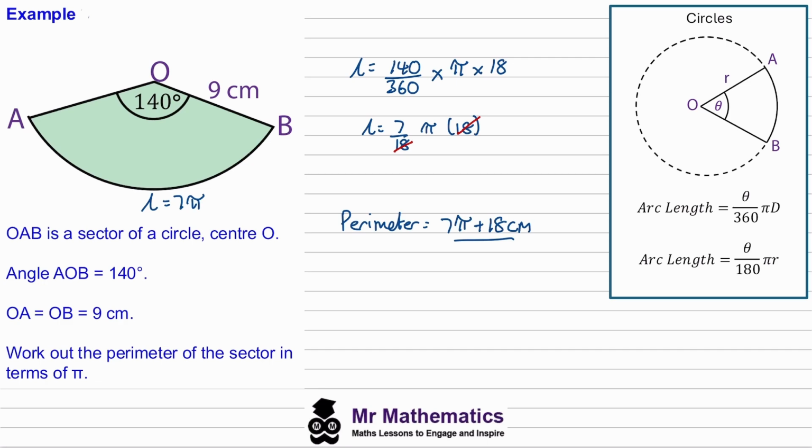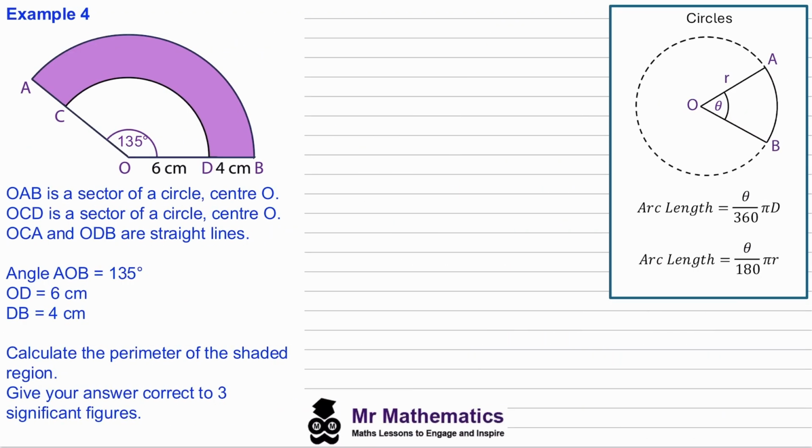Let's try an exam style question. So now we're told that OAB, this sector here, has center O, and OCD, this sector, has the same center, and OCA, ODB are both straight lines. The angle is 135, and then O to D is 6, and D to B is 4. We need to work out the perimeter of this composite shape. If you want to give this question a go, you can pause the video and come back when you're ready.